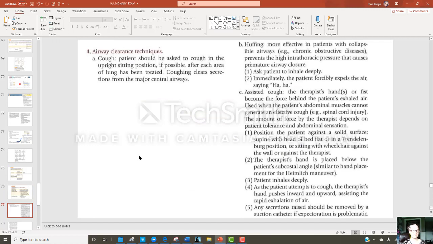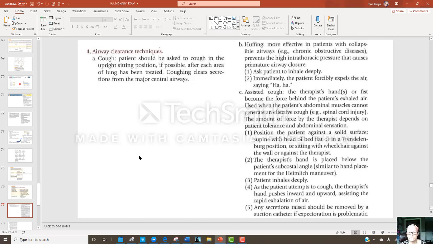Airway clearance techniques. Cough. Patients should be asked to cough in an upright sitting position if possible after each area of lung has been treated. Coughing clears secretions from the major central airways. Huffing. More effective in patients with collapsible airways, chronic obstructive diseases. Prevents the high intrathoracic pressure that causes premature airway closure.